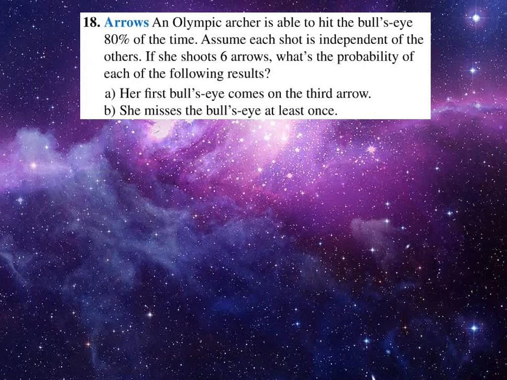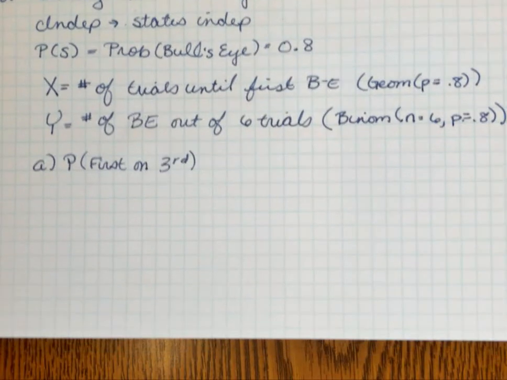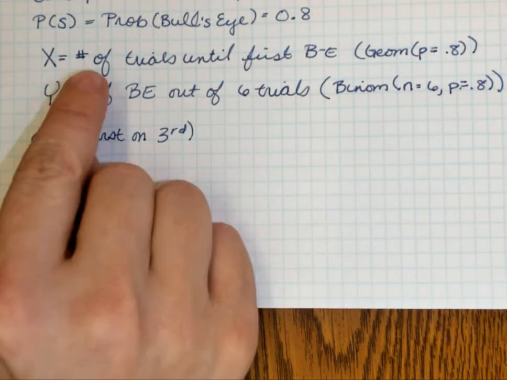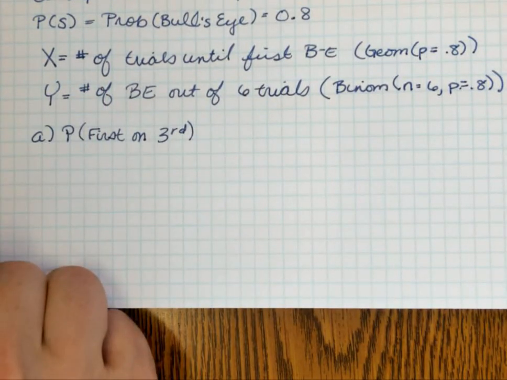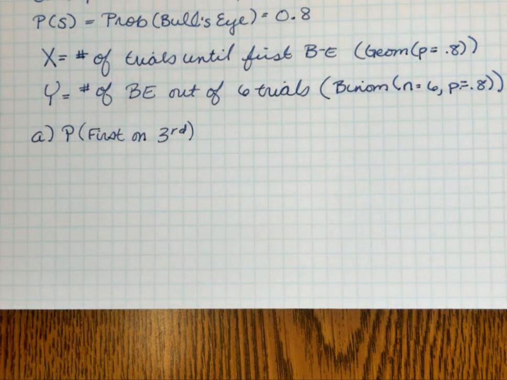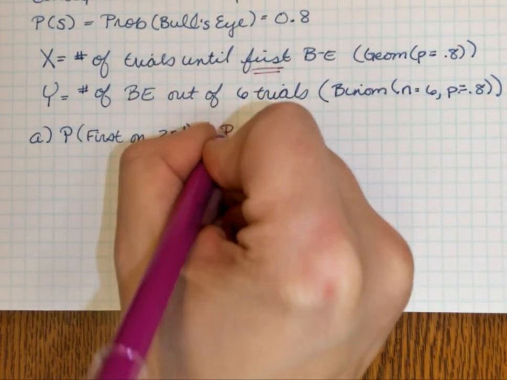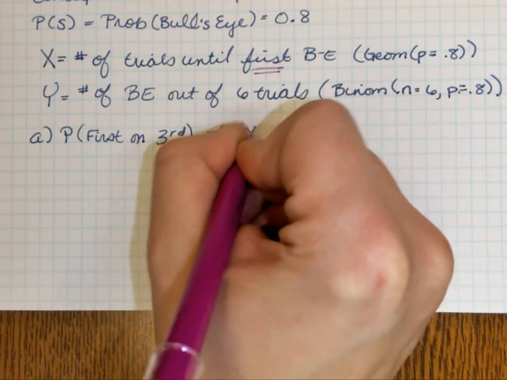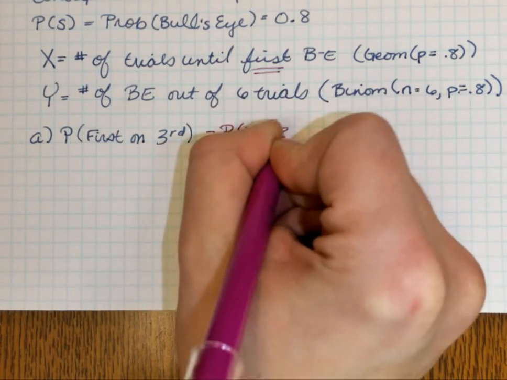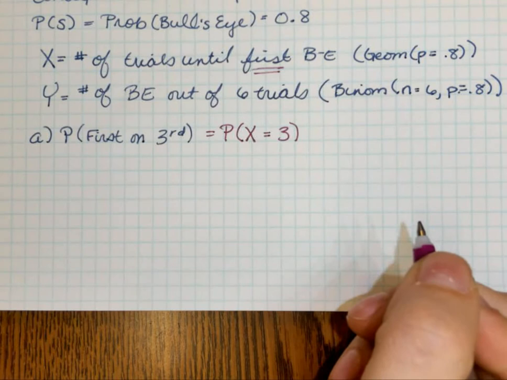All right, so A is asking you to find what? Probability. First bullseye on the third arrow. First is on the third. So if I'm talking about the first occurring on the third, am I dealing with X or Y? X, because we're talking about first. So that means I'm looking at the probability that the first success occurs on the third shot.